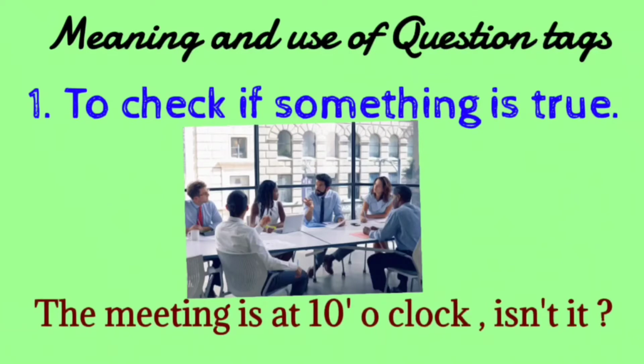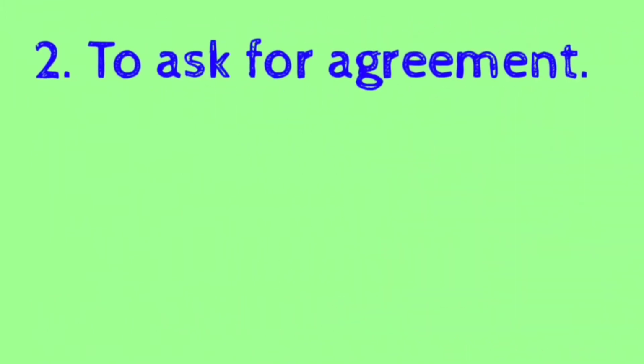I am aware that the meeting is at 10 o'clock, but I just want to reconfirm whether it is 10 o'clock or not. So the statement is, the meeting is at 10 o'clock. The question tag is, isn't it? Obviously the answer will be, yeah, of course, it is at 10 o'clock. Or no, it's not, it's at 11 o'clock. So this is the first use of question tag, to check if something is true. The meeting is at 10 o'clock, isn't it?